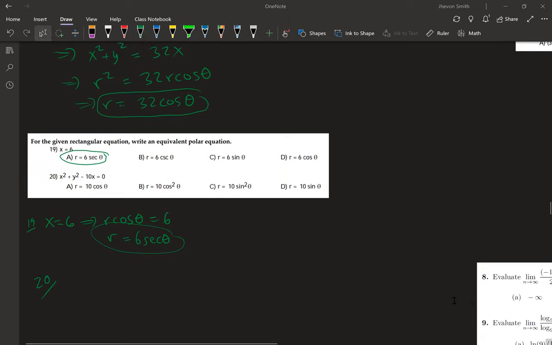What about 20? 20 is a little bit more. Relaunching the poll for 20. I'll give you 30 seconds here. Okay, stop there. Everyone thinking it's A, 100%. Of course, if you have x squared plus y squared minus 10x equals 0, that just means r squared minus 10r cosine theta equals 0. You can divide both sides by r, and you get r equals 10 cosine theta. So yes, A is the answer.